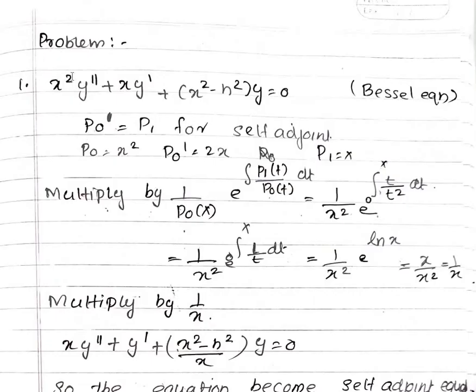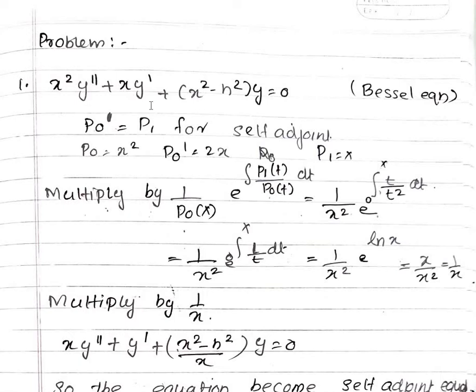Let us consider two problems. Here, x square y double dash plus x y dash plus x square minus n square y is equal to 0. So this is the Bessel equation. We have to check whether this equation is self-adjoint or not. P0 dash equal to P1 is the condition for an operator to be self-adjoint. Here P0 is nothing but x square, so P0 dash is 2x. What is P1? P1 is x. So this is not a self-adjoint operator, because P0 dash is 2x and P1 is x.